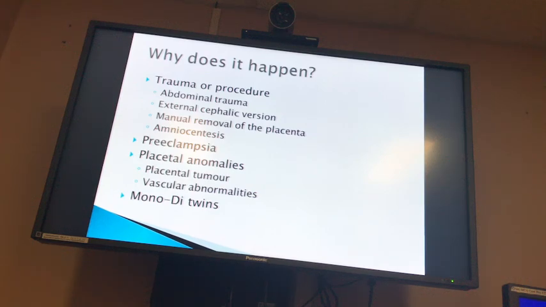Amniocentesis, preeclampsia. Preeclampsia probably because that vasospasm leads to ischemia and you can get bleeding across there. This should be placental anomalies, so tumors, other vascular abnormalities, and in monochorionic twin pregnancies.